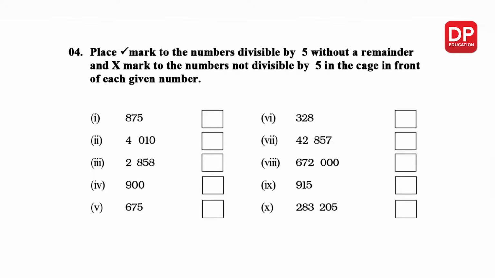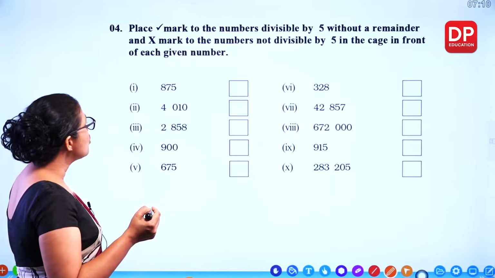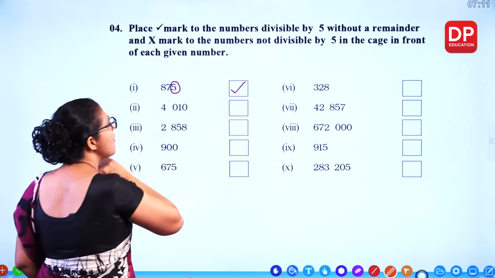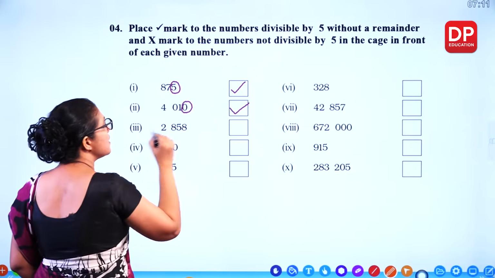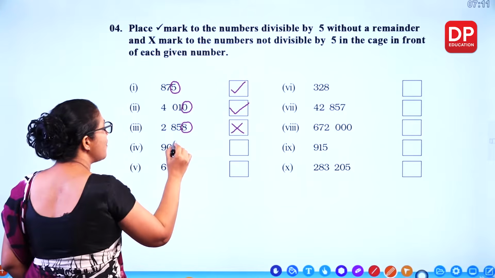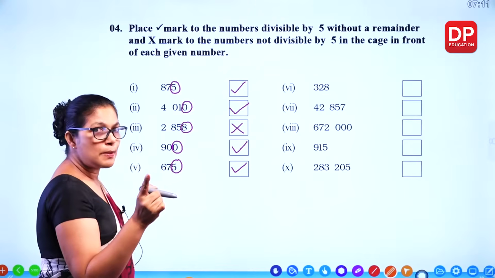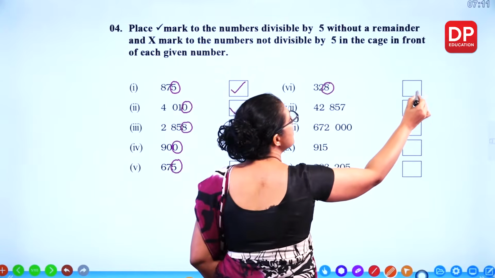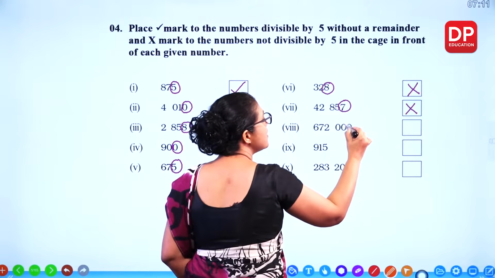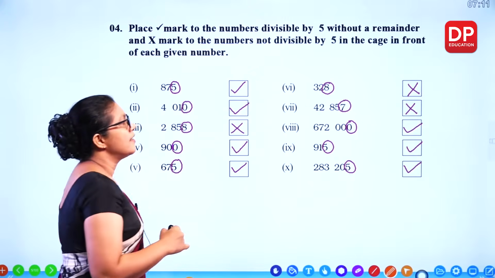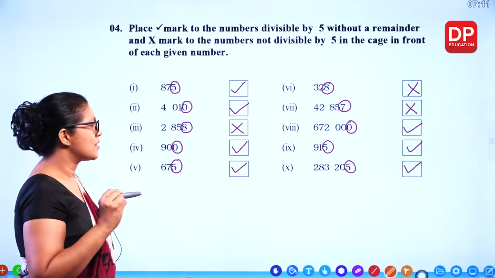Now put a tick mark for numbers divisible by 5 without a remainder and a cross mark for numbers not divisible by 5 in the box in front of each given number. So what we do, we look at the last digit, 5. So it's divisible by 5. 0. Yes, it is divisible. 8? No, because only 0 and 5 as the last digit make the number divisible by 5. 8? No. 7? No. 0 yes. 5 yes, and this one also correct. So you have to only look at the last digit.